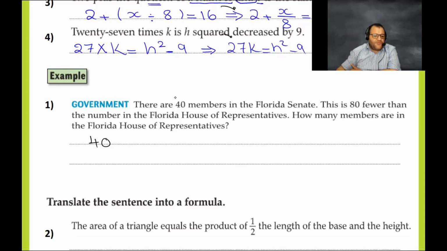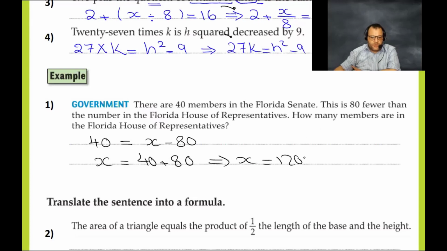At first, I will translate it to an equation. 40 equals, which is equals, 80 fewer than x. It means less than, so x minus 80. So to solve it, x equals 40 plus 80. It means x equals 120.